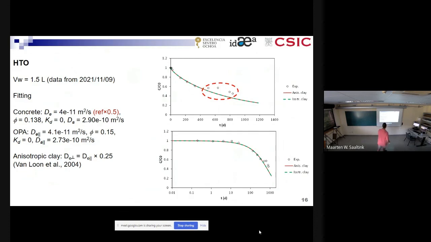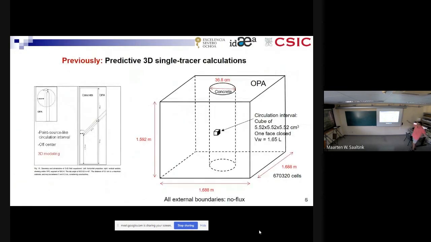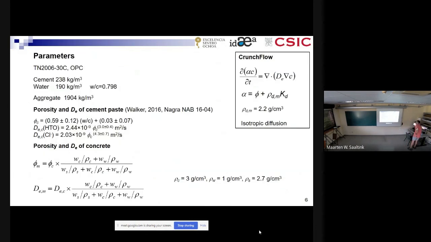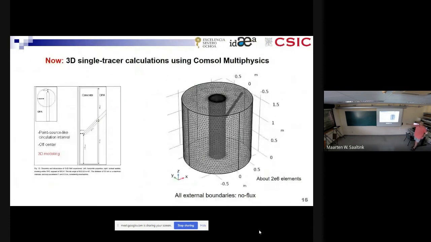These calculations with CrunchFlow, which were smaller in numerical terms, same type of calculation, with 700,000 elements, took about 20 minutes on my normal PC. The calculations with COMSOL, which have 3 times as many elements, take 6 minutes on the same machine. How much CPU? 6 minutes. 6 minutes in the other? 20 minutes, with 3 times fewer.